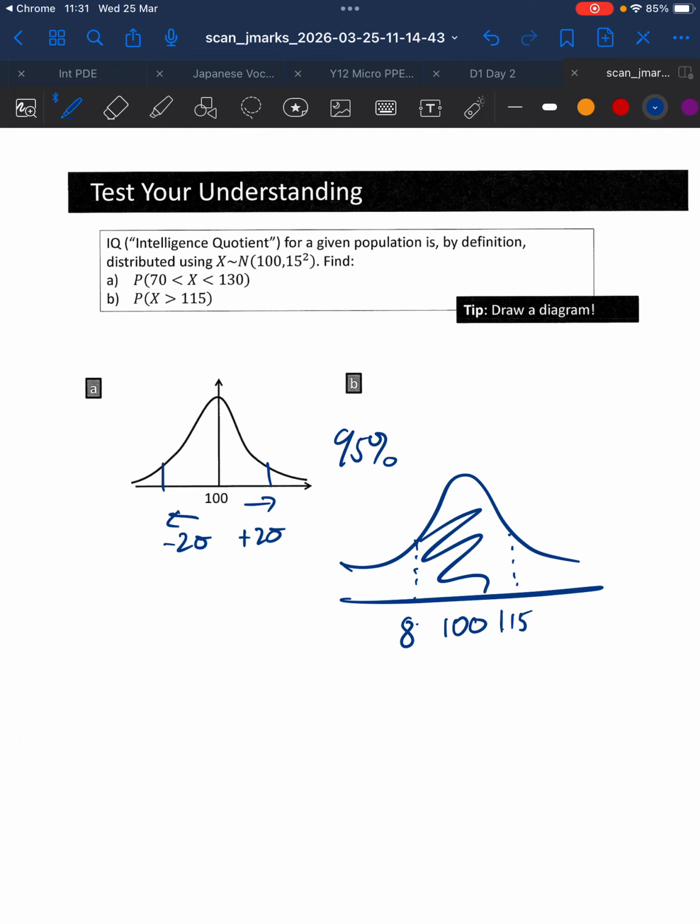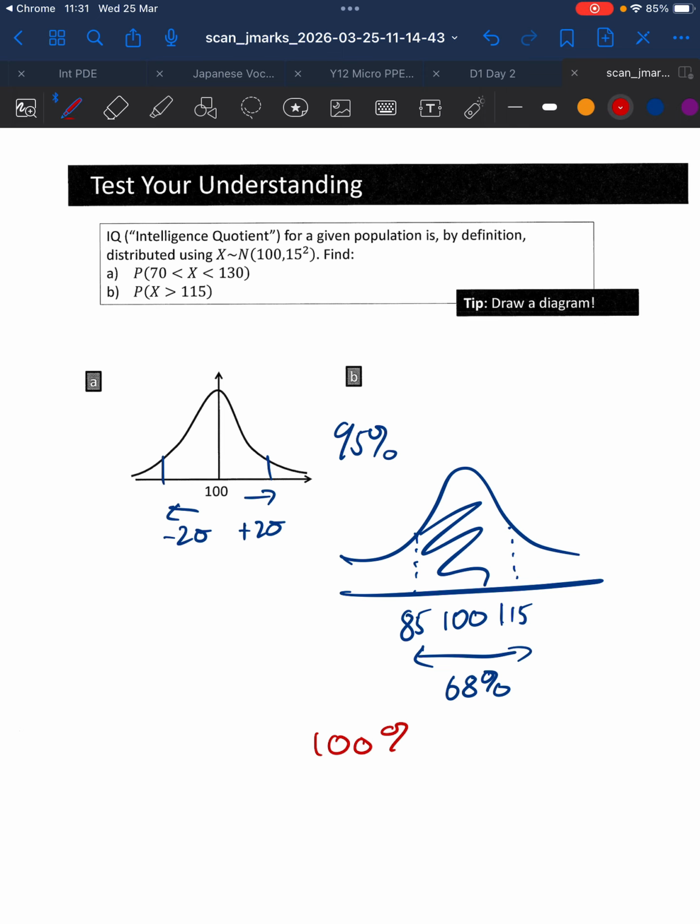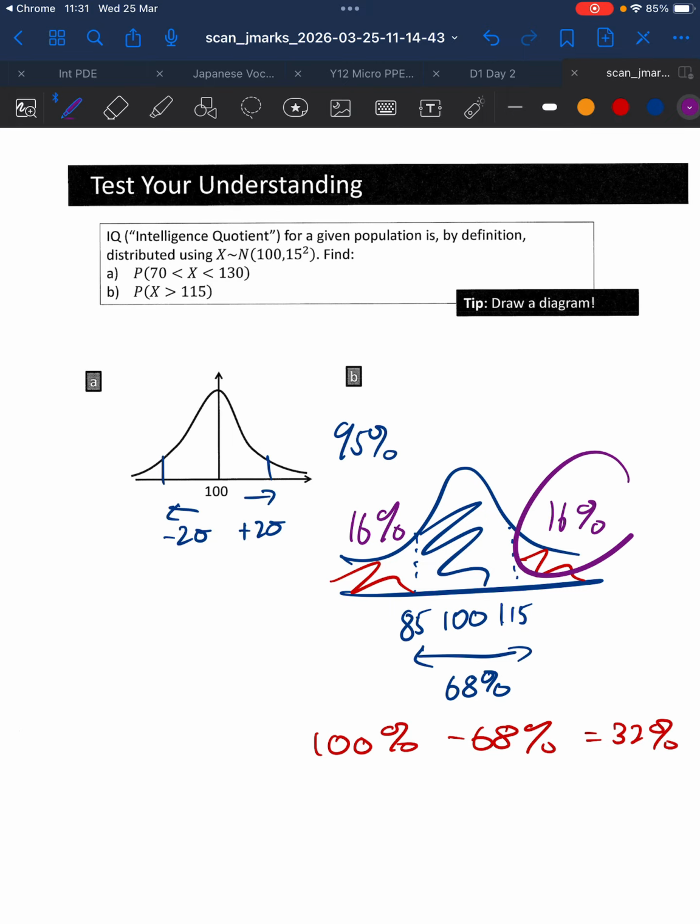Between 85 and 115 is 68% of the data. So what's left over? Well, it's 100% minus 68%, which is 32%. And then because it's symmetrical, that needs to be broken up evenly for these 2 parts. So we're going to say 16%, 16% here. And that's our answer, okay? This is approximately 16%.